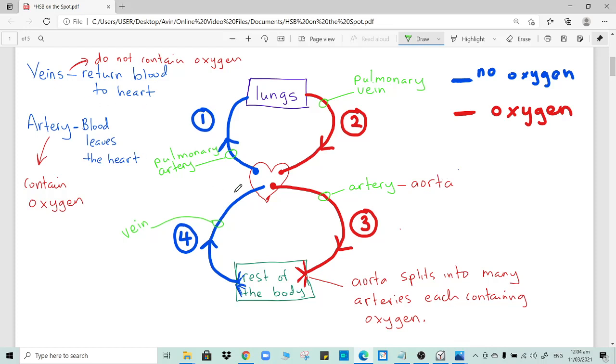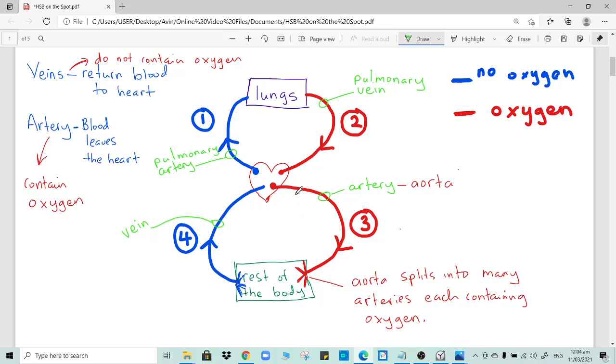First of all, let's look down here. The artery, in general, most of them take blood out of the heart. So the blood is now coming out of the heart. So that means the pressure will be high. So the blood pressure will be high in the arteries.